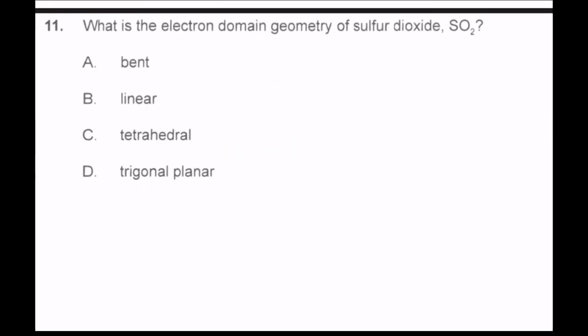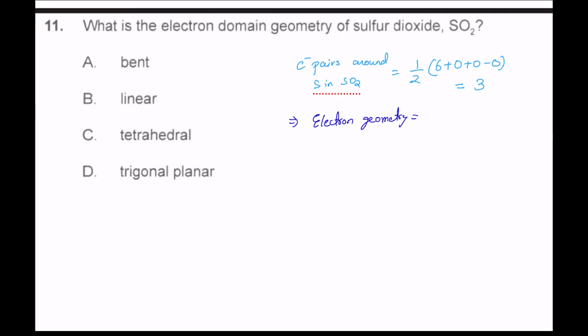Now moving on, what's the electron geometry of sulfur dioxide? For that, you first have to find out the electron pairs around sulfur in SO2. We'll use our formula, half times. First, we find the number of valence electrons on sulfur. Sulfur has 6 valence electrons. Plus, there are no monovalent atoms attached to sulfur. Monovalent atoms means atoms which make single bonds. Oxygen makes double bonds, so no monovalent atoms. There is no negative charge and no positive charge on SO2. If I simplify, the number of electron pairs comes out as 3. If your number of electron pairs is 3, the electron geometry would be trigonal planar, which is option D.